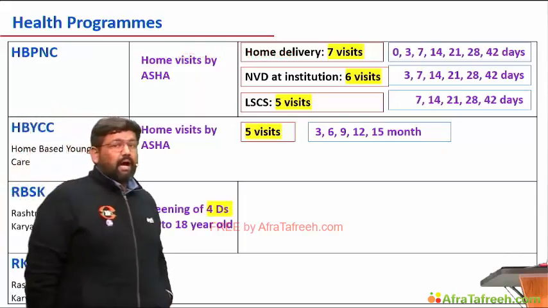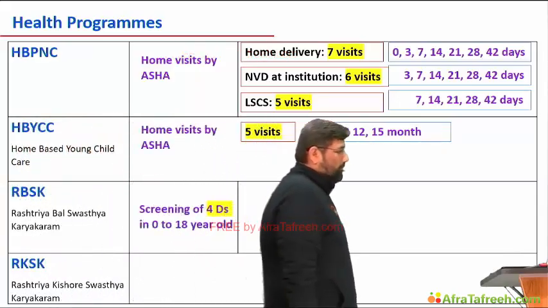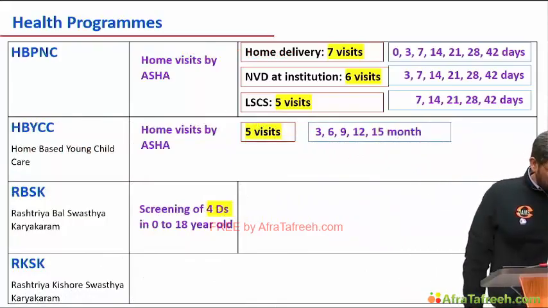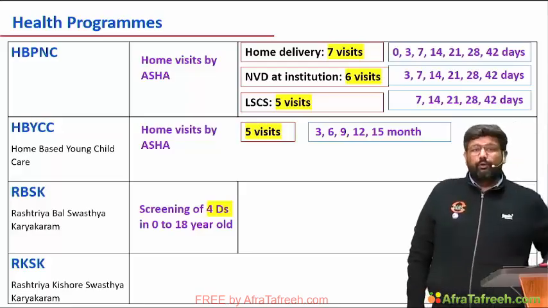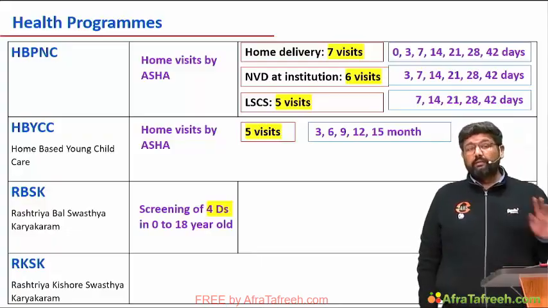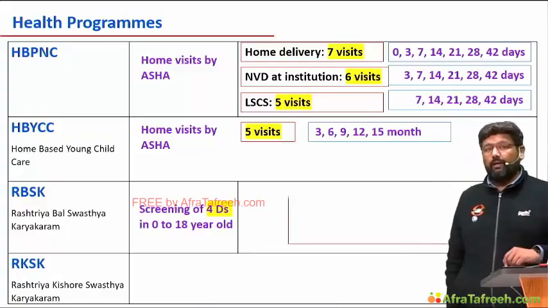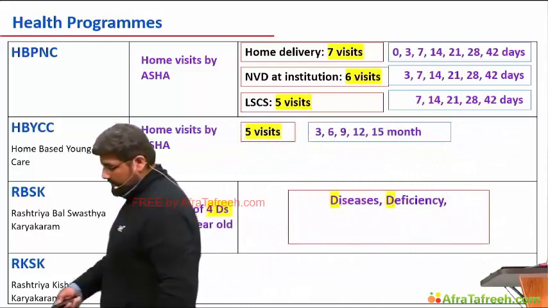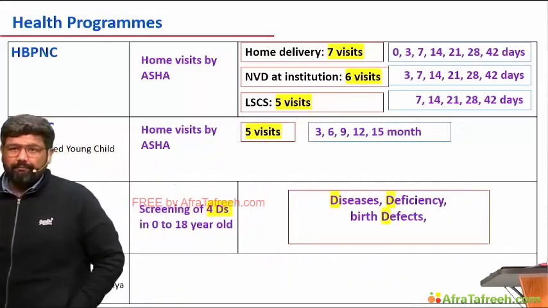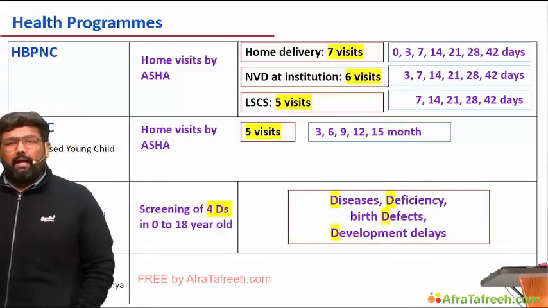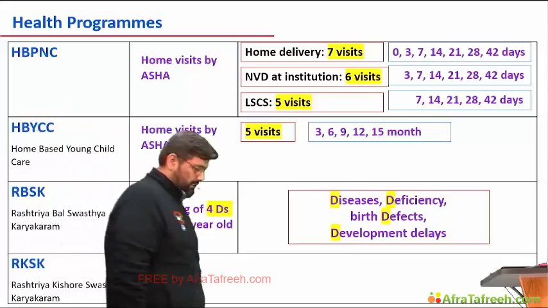Now what is RBSK? Rashtriya Bal Swasthya Karyakram. In this we do screening in the age group 0 to 18 years. Screening for 4 Ds. What are the 4 Ds? Diseases (childhood diseases), deficiencies, birth defects, and developmental delays.